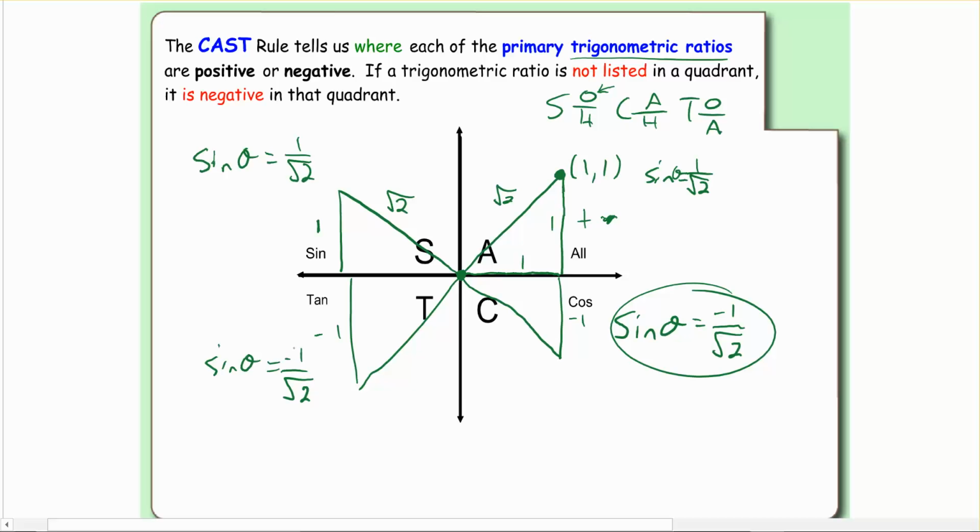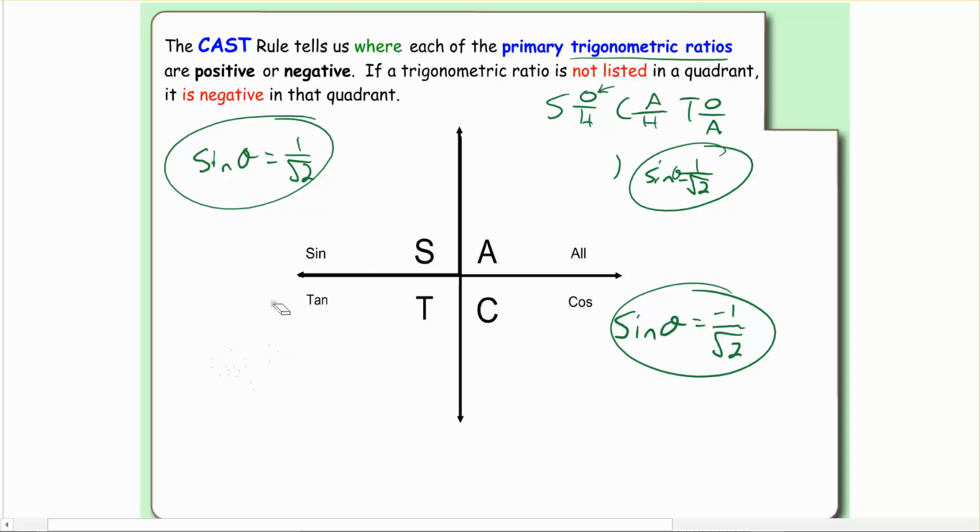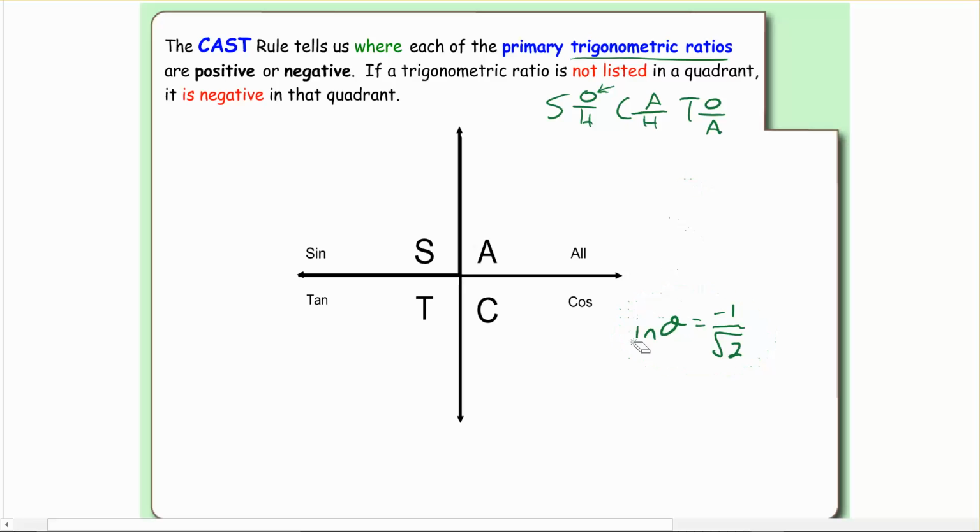So you can see that we've got pretty much the exact same thing, except that in sine it's positive on top and negative on the bottom. So they're all going to be kind of different, right? I'm just going to clean that up a bit.